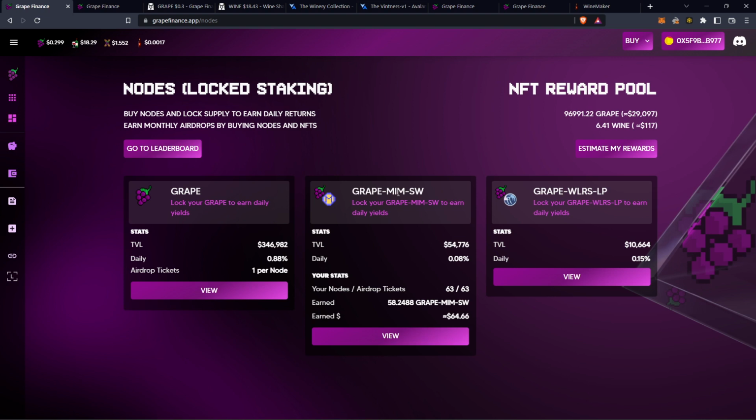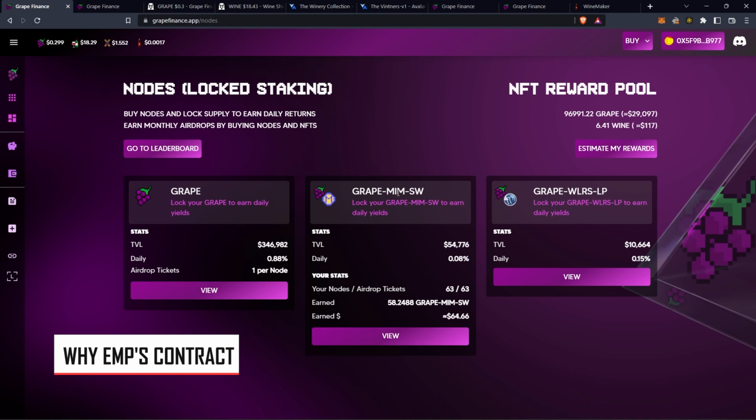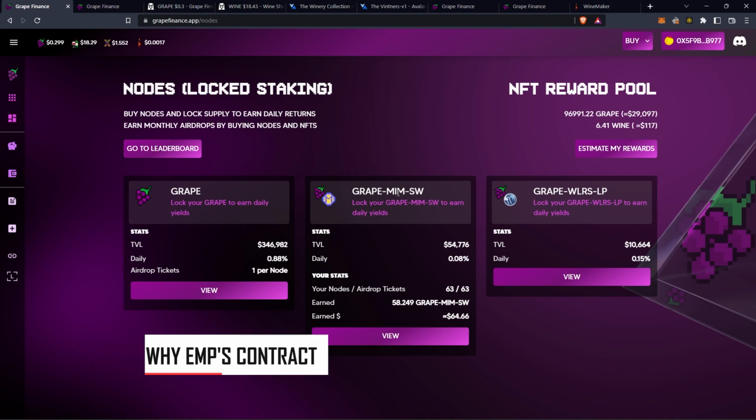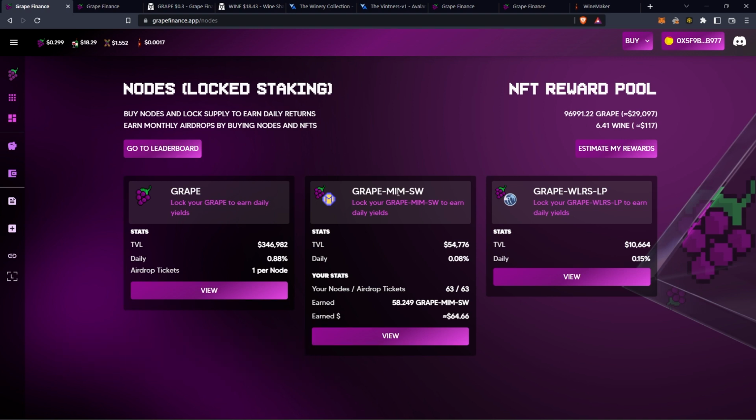Now someone from the community asked, why do we need to use the EMP's contract? Because as you know, it has a 24-hour thing where if you don't claim your rewards, the rewards are rolled back into the contract. So some people hate this, some people love this, but all in all, it contributes to the sustainability of the pool. So yeah, nothing set in stone yet. Let's wait for more clarification from LB.